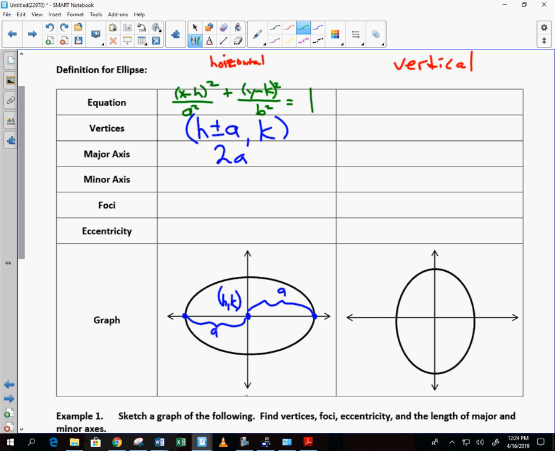Can anybody guess how far it's stretched in the y direction? B. So if you move b units in each direction, up and down, that will allow you to create the minor axis. Anybody want to guess what the length of the minor axis is? 2b. Every year in every class, when I say the 2b, somebody follows up with, or not to be.